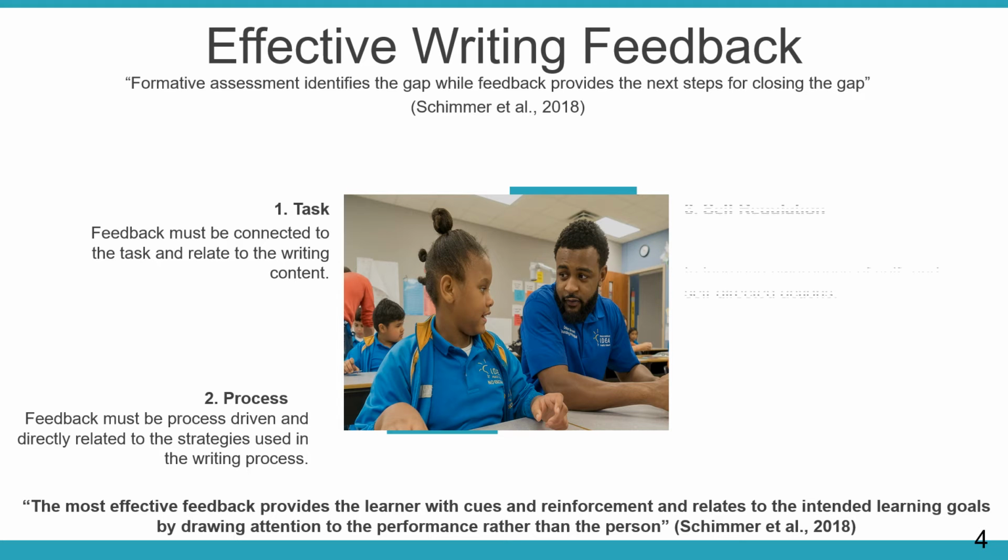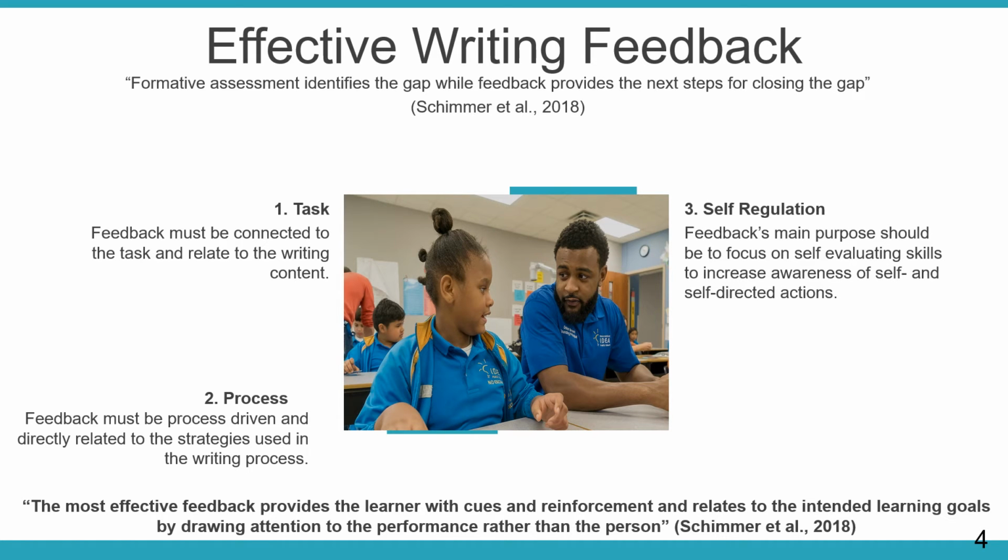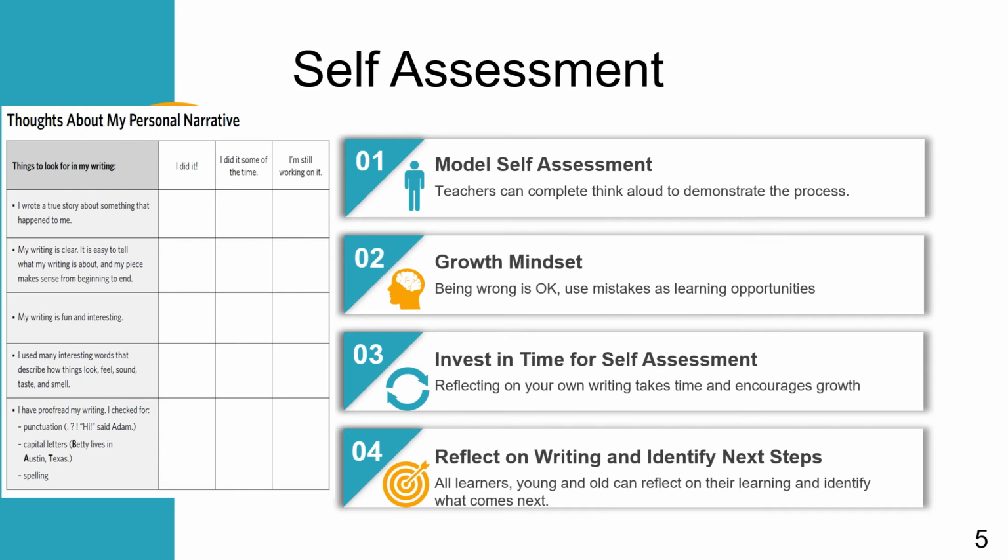Self-regulation assists in guiding students to learning goals and taking ownership of their learning. Effective writing feedback focuses on self. Teachers place feedback in the form of praise. Feedback is not one-size-fits-all. It's important to recognize the unique attributes of each student and tailor feedback to draw their attention to their own performance. Self-assessment and self-assessment rubrics are just as important as teacher-directed assessments.